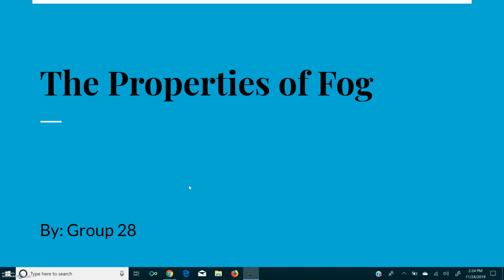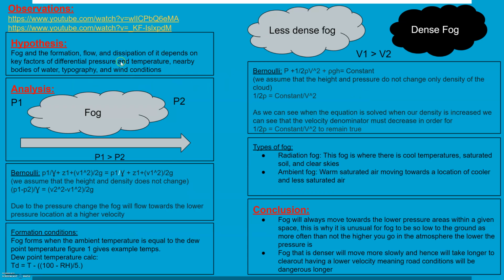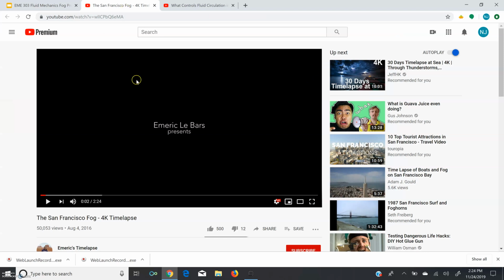This is the Properties of Fog by Group 28. So to start off, we went and saw a video on the San Francisco fog.